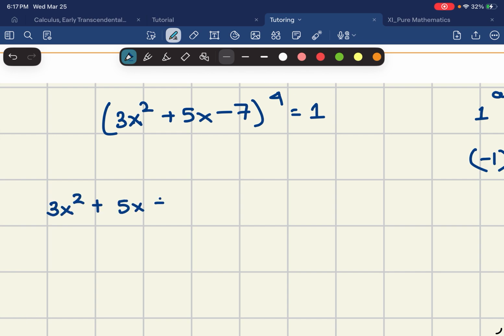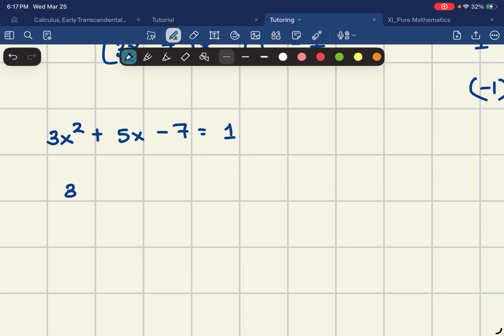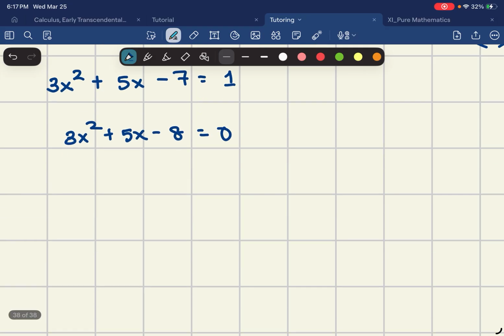So 3x squared plus 5x minus 7 is equal to plus 1. 3x squared plus 5x minus 8. If I subtract 1 on both sides, I get 0. And now let's use completing the square. So I have to factor a 3 out, remember? x squared plus 5 over 3x minus 8 over 3 equals 0.